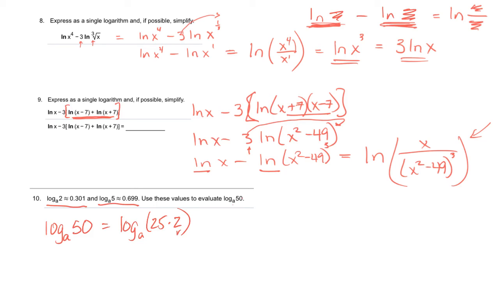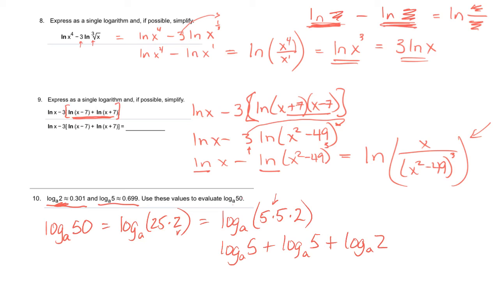So there's a 2, and 25 is the same as 5 times 5. So I could write this as 5 times 5 times 2. Then I can use the product rule to say, well, that's log base a of 5 plus log base a of 5 plus log base a of 2. But I know what this is right over there. It's 0.699. Notice there's no ln in front of that because this whole thing is equal to 0.699.